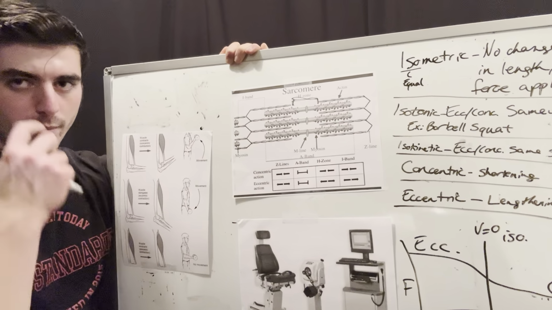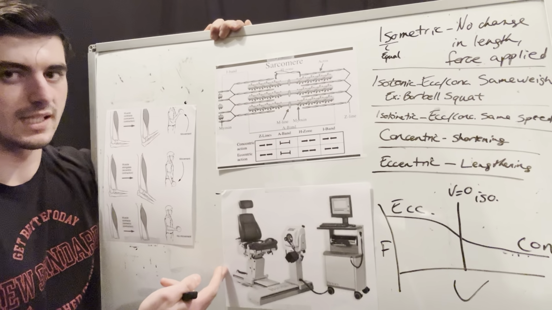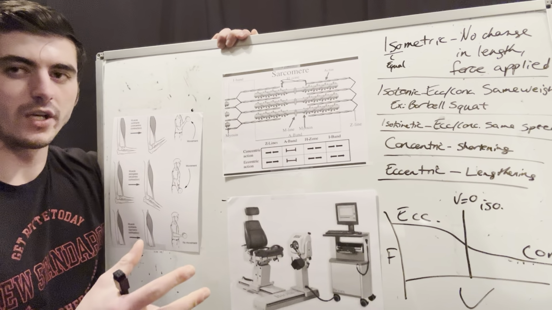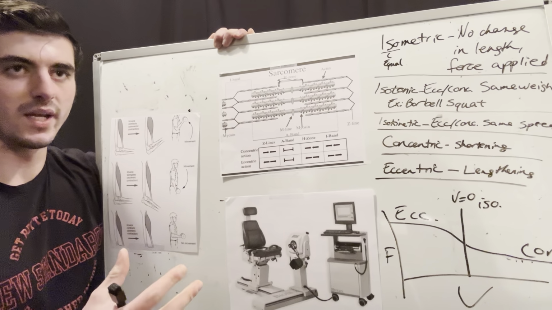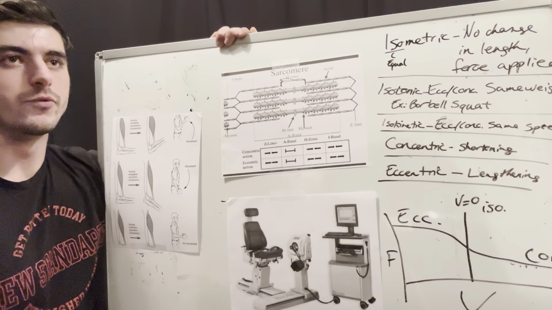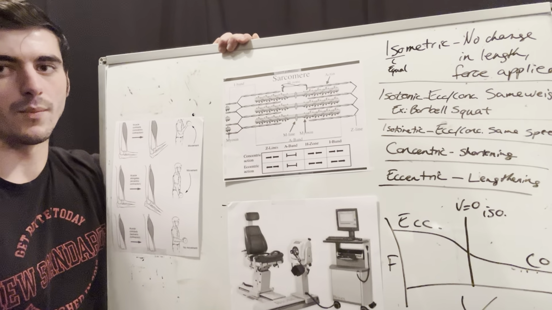Our isokinetic can be thought of like a Biodex leg curl and leg extension machine, where the external load may change, but the same speed or velocity component of the exercise will stay the same based upon the force output that we're able to give it.